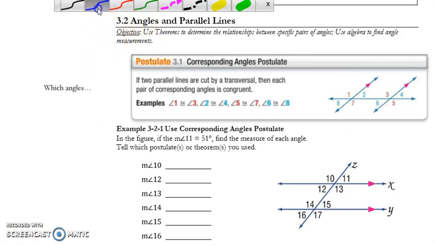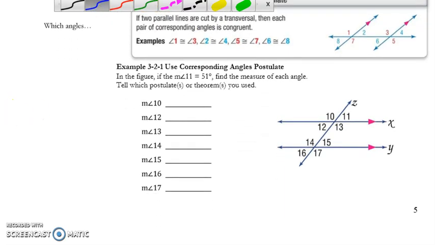So let's go ahead and take a look at this example down below here. If we know that angle 11 is 51 degrees, then we're going to find the other measures. The first one is the measure of angle 10. What is 10? Well, it's next to 51 and forms a line, so this one would have to be 129 because they add up to 180. They're a linear pair, so that's what we're using there to help us, because it's a linear pair to 11.